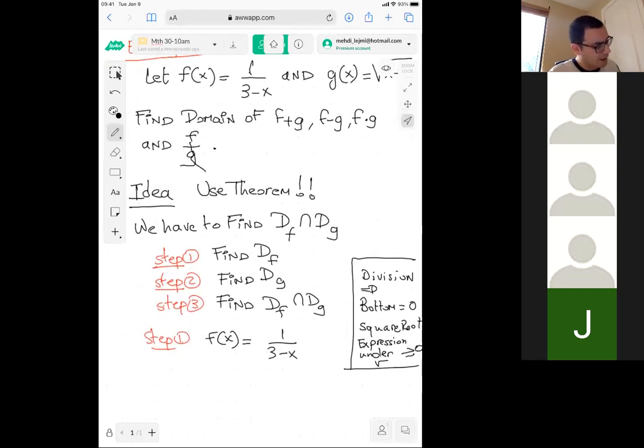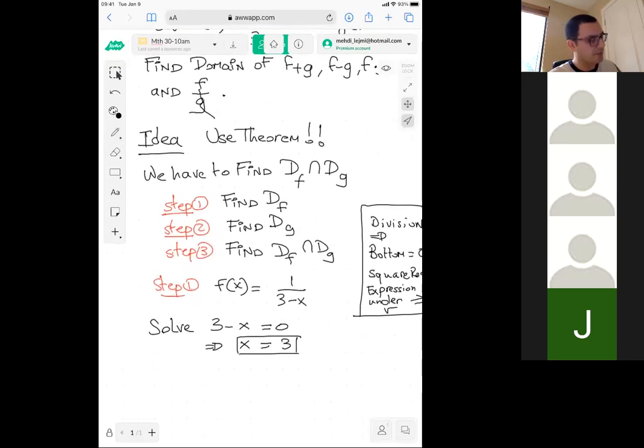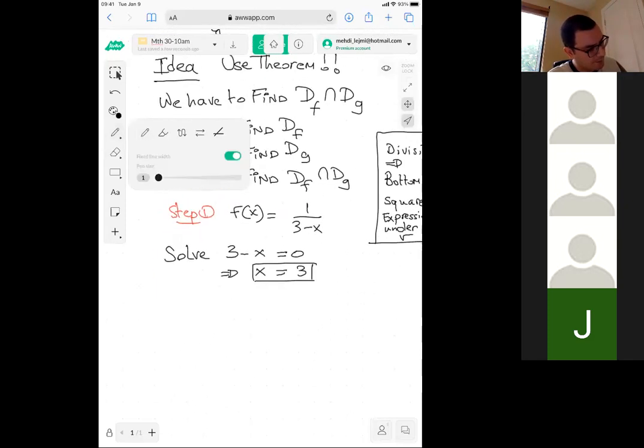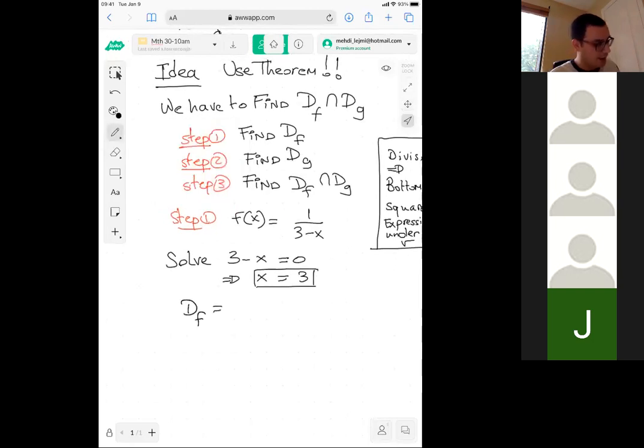So I was saying, this is a division, a fraction. So all I have to do is solve 3 minus x equal to 0. Then x would be equal to positive 3, right? So the domain of f would be any number except positive 3. Because if x is 3, then the bottom would be 0, and we are not allowed to divide by 0.